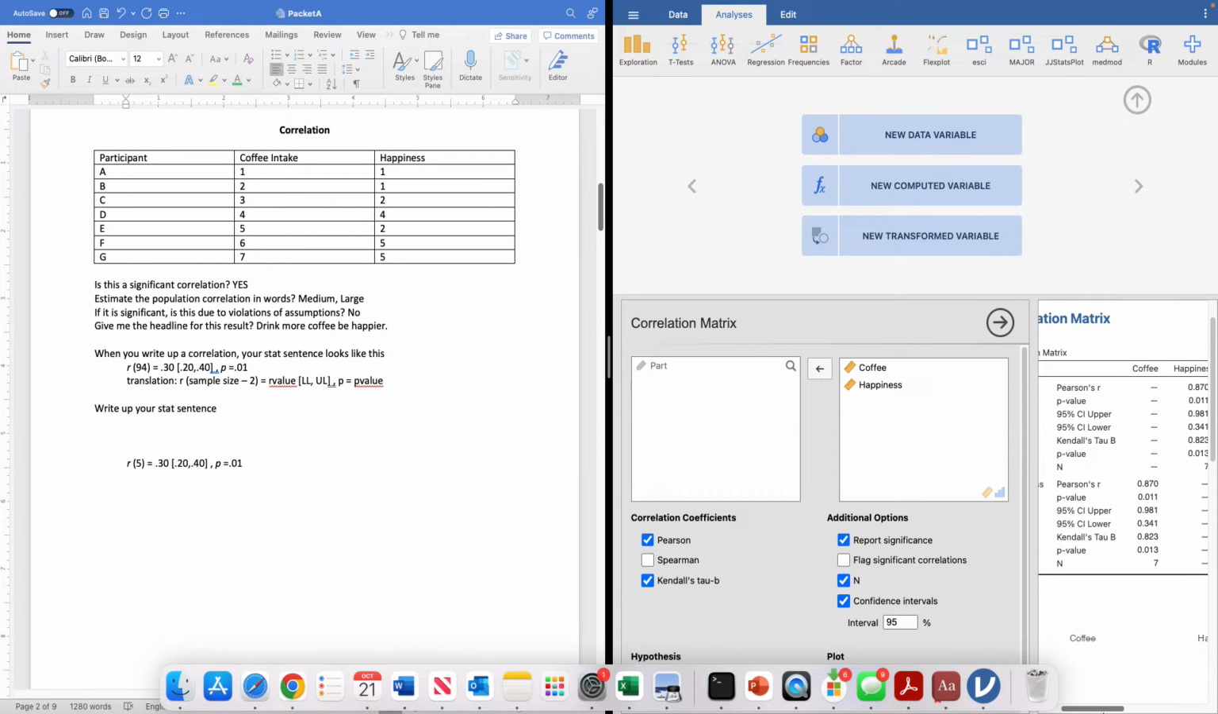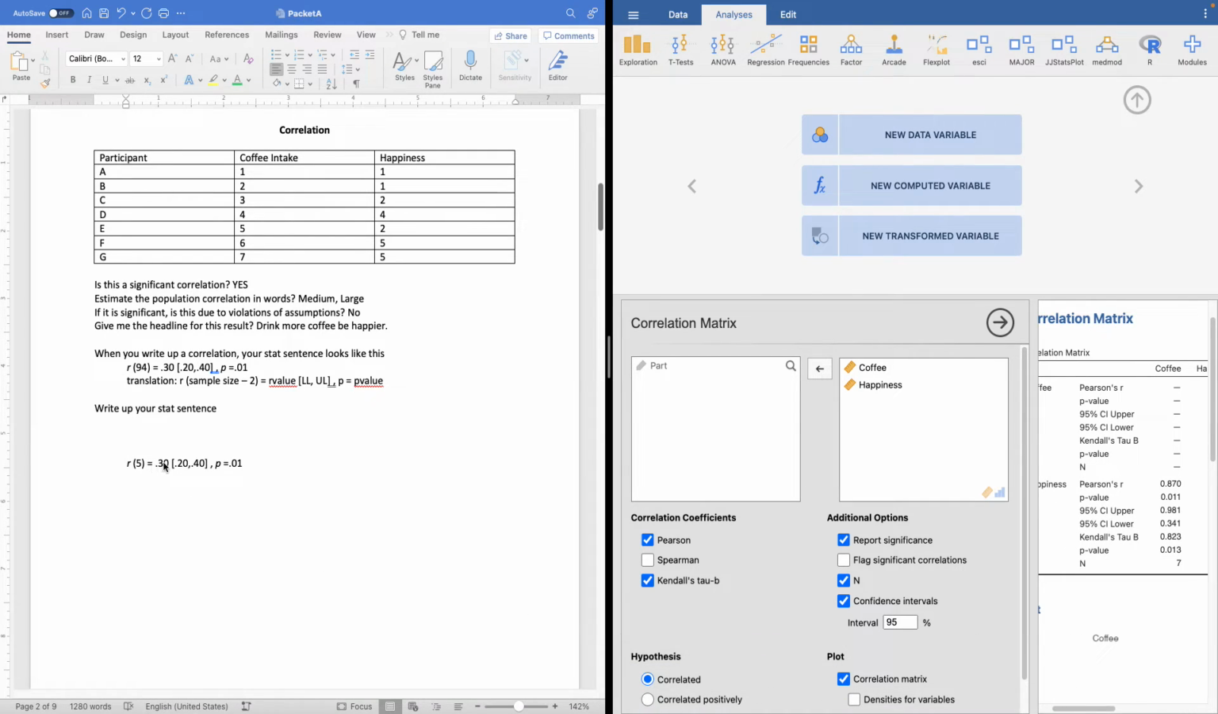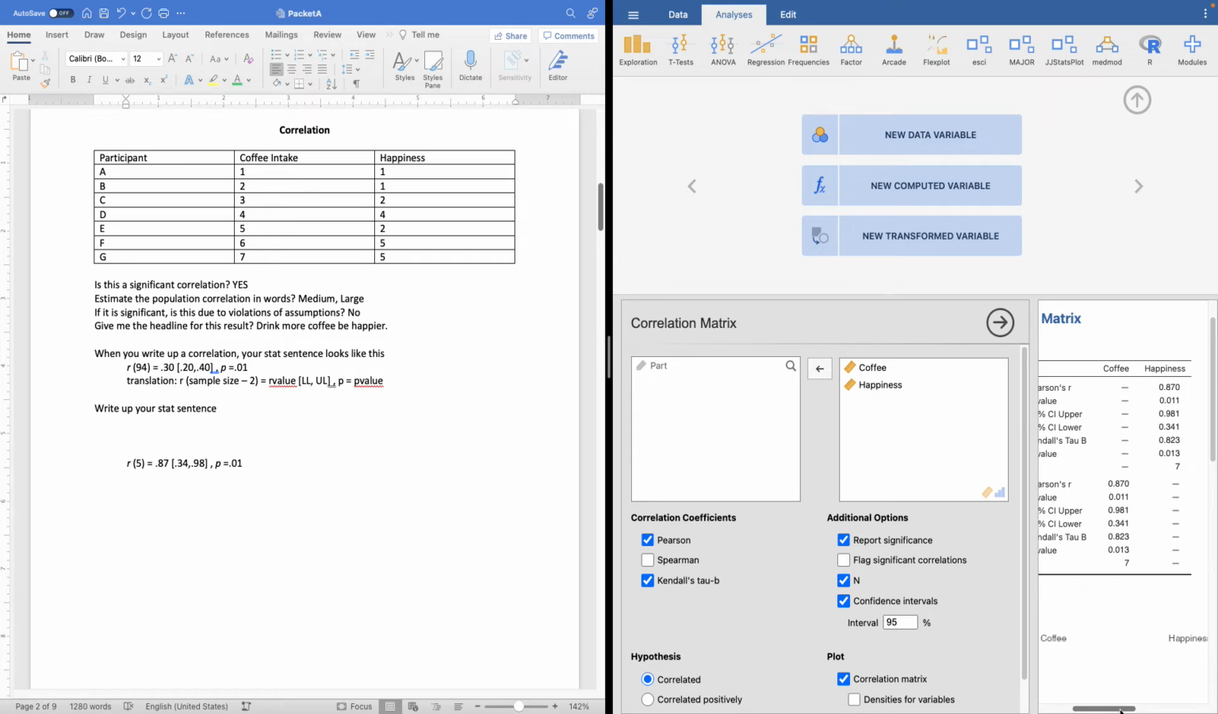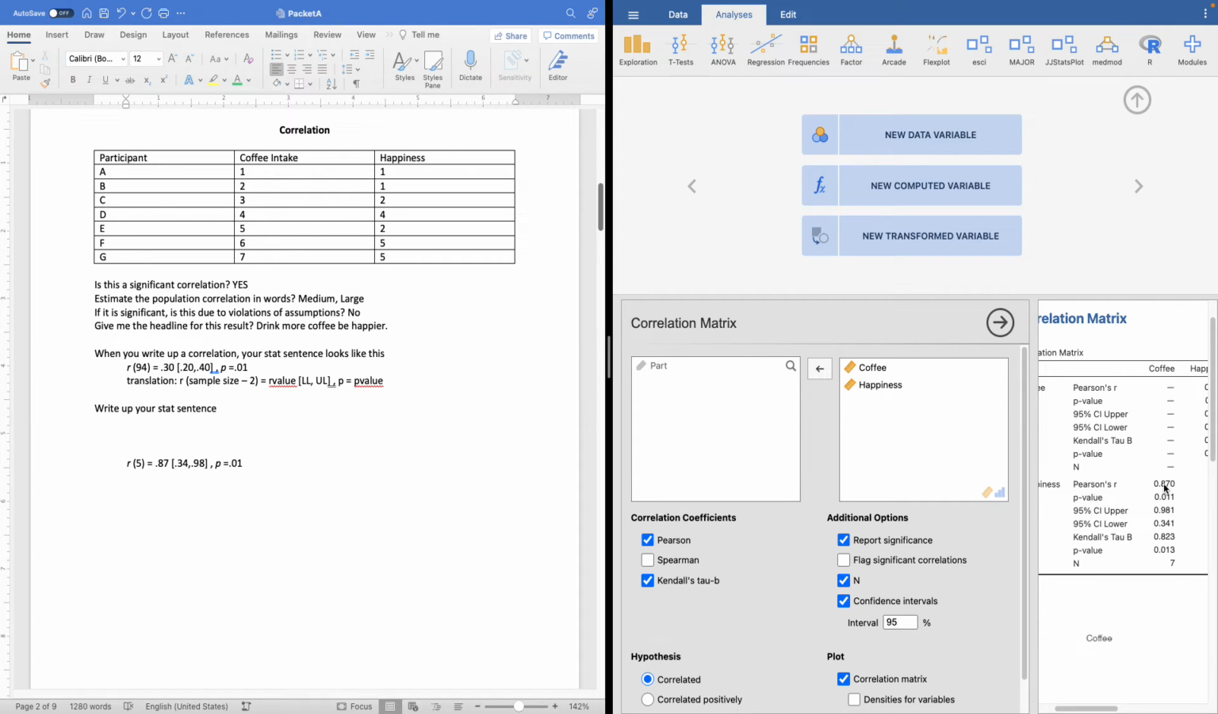Has an R value of 0.87. So your 0.87 goes here. My lower and upper limits are going to go there. That's 0.34 and 0.98. And my p-value, I'm going to report just the p-value right here for the Pearson's R correlation coefficient. So Pearson's R correlation coefficient, the p-value, 95% confidence interval, Kendall tau p-value, n. Okay?